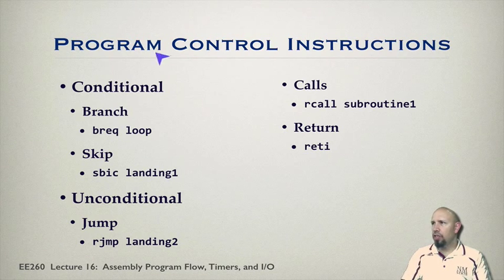In terms of program control instructions, we have conditional statements and unconditional statements. For the conditional, we have branches, a bunch of different kinds of branch instructions, and a bunch of different skip instructions. So branch if equal, skip, I don't remember exactly what that one is. Then we have unconditional instructions like jump or rjump. We can do subroutine calls, an rcall or regular call, and then we can do returns, like a return from interrupt. So a number of different program control instructions.